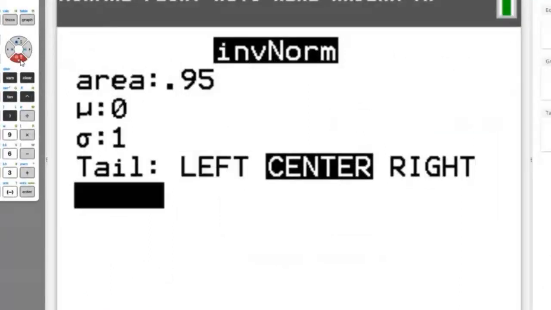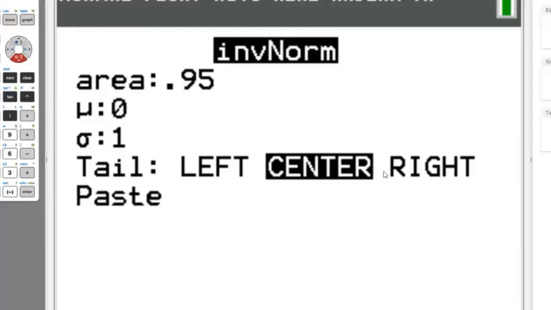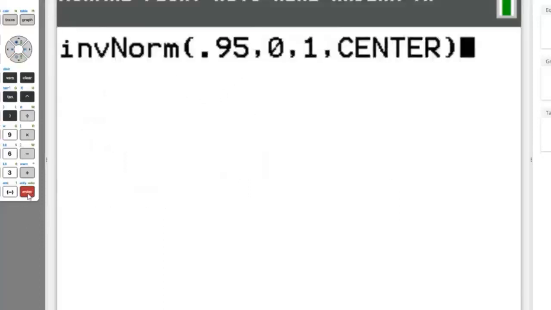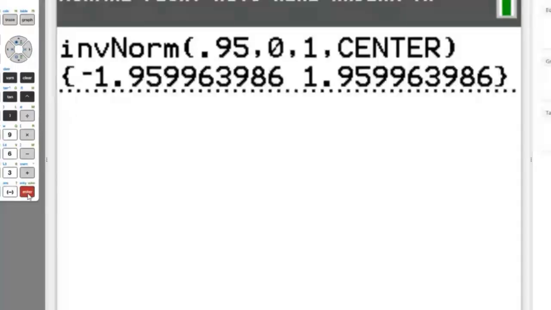So let me bring them back up and show you the results since I didn't get it copied and pasted correctly. Since mine goes from the center, if you have this option, you can just put it in the center and put your confidence level right there. And I paste. And there's my result. And I get this negative 1.96. So negative 1.96 to positive 1.96.